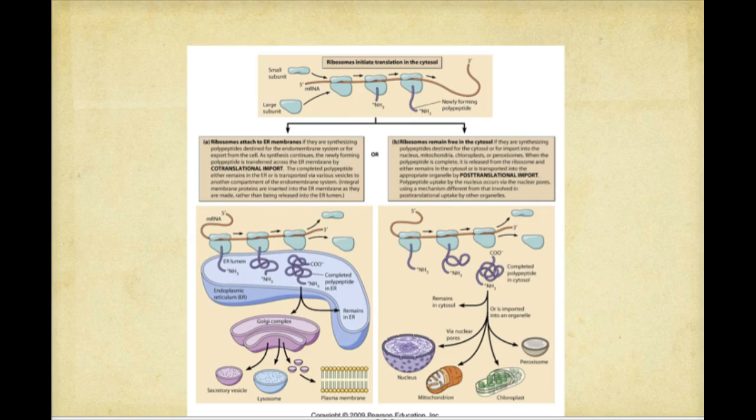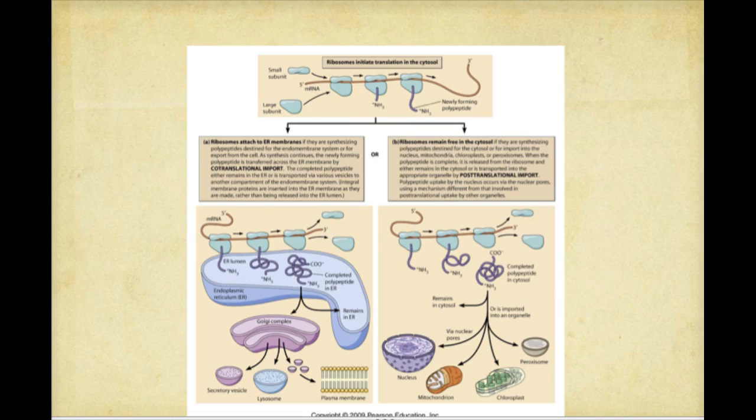Up at the top of the slide, you can see what happens when an mRNA is attached to both the small and large subunits of the ribosome, and translation proceeds, producing the long, thin, purple line that you can see in the diagram, which represents the growing polypeptide.